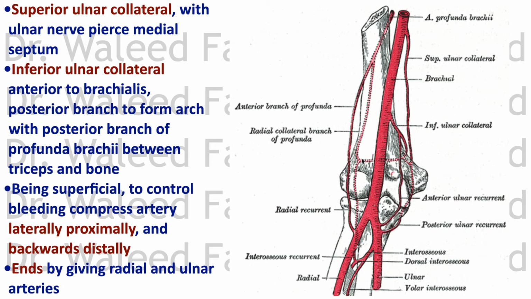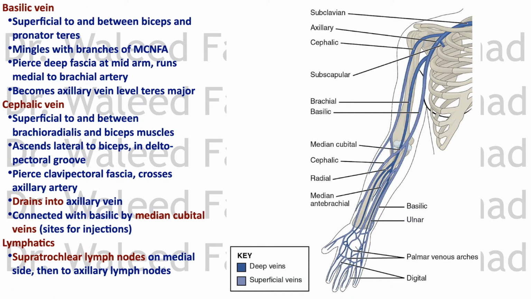And you can control the bleeding by compressing the brachial artery laterally, proximally, because you are compressing it against the humerus, and posteriorly or backwards distally. So remember, to control bleeding in the arm, if you're compressing the artery proximally, compress it laterally, not posteriorly. But in the distal arm, compress it posteriorly, because now you will be compressing it against the lower end of the humerus. And it ends, as mentioned before, by giving the radial and ulnar arteries.